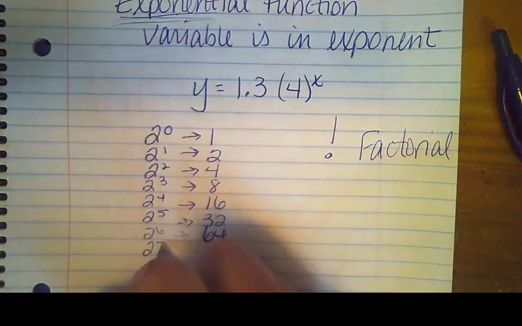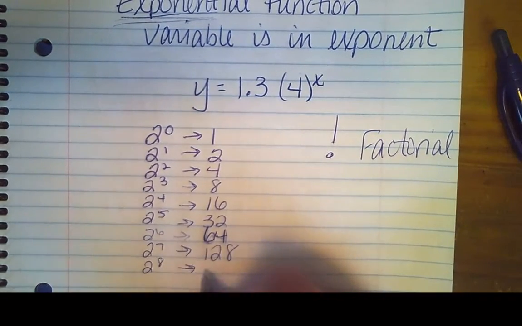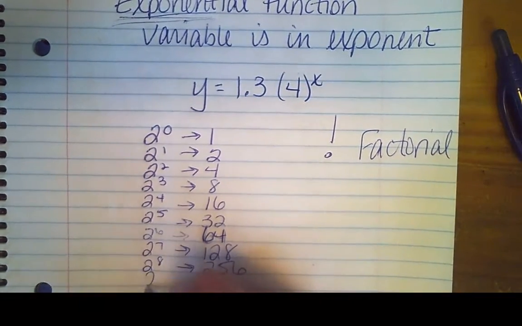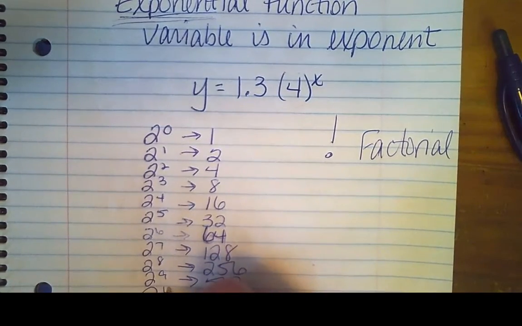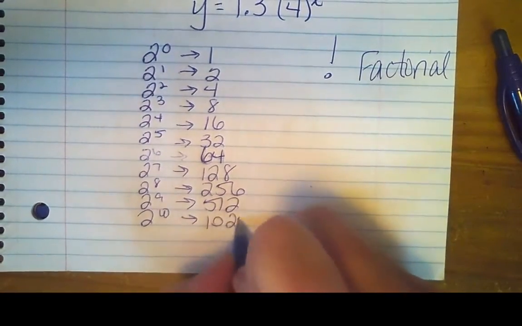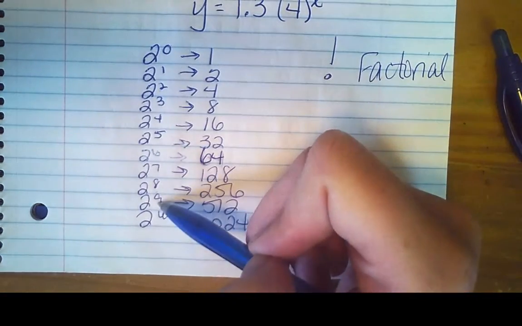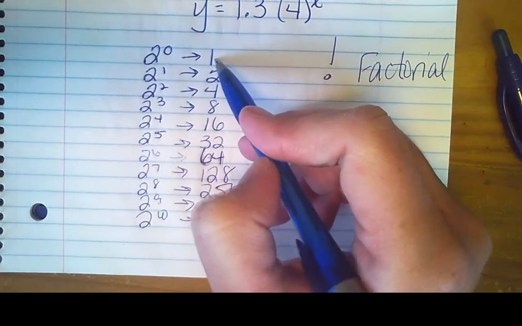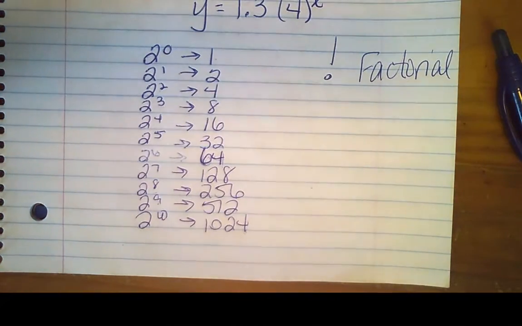So again, I could say 2 to the 7th, and that's going to be 128. I could say 2 to the 8th, and that's going to be 256. 2 to the 9th, and that's going to be 512. 2 to the 10th, and that's going to be 1024. So again, all I did was increase by 1. And I just did it 10 times, and I grew from 1 to over 1,000. So it's the fastest way for numbers to grow.